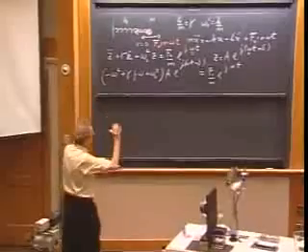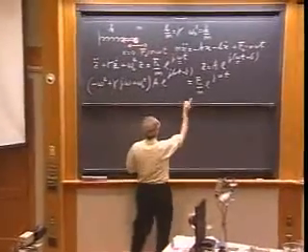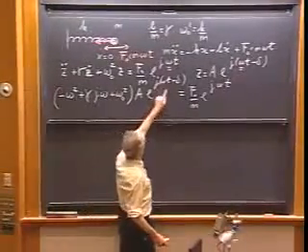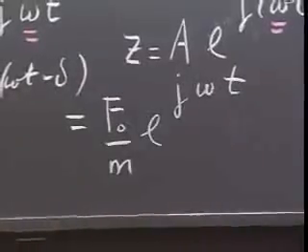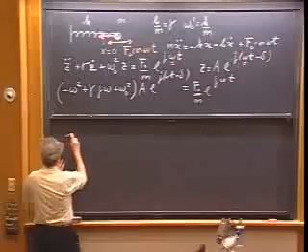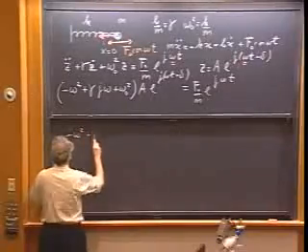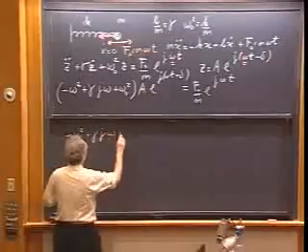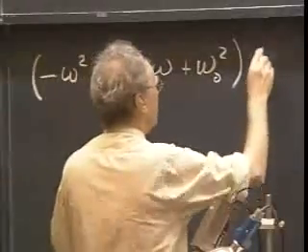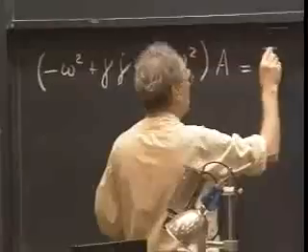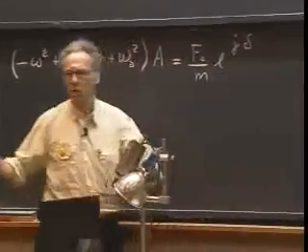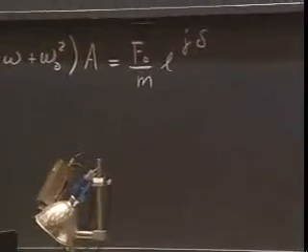So I lose my e to the power j omega t, and I'm going to multiply both sides by e to the power j delta. So I lose my delta here, but it appears then here. And if I make that simple algebraic change, we're going to get minus omega squared plus gamma j omega plus omega 0 squared, multiplied by A, must now be equal to F0 divided by m times e to the power j delta, because e to the power j omega t is gone, and I've moved the delta to the right side.